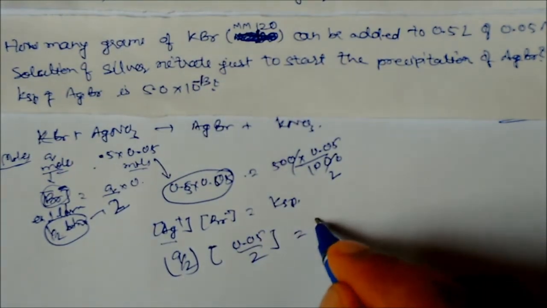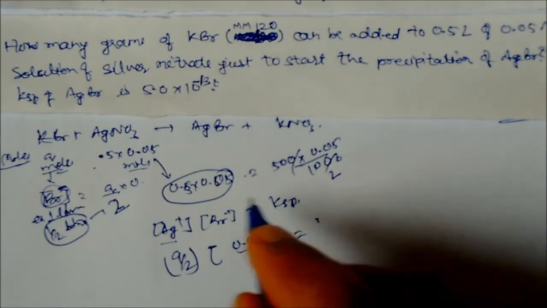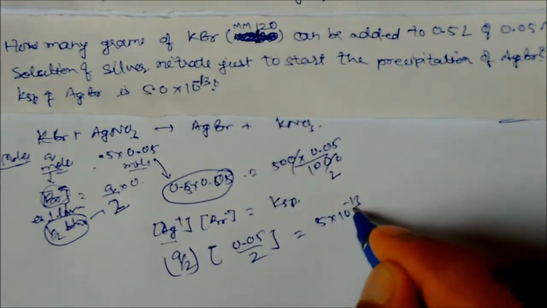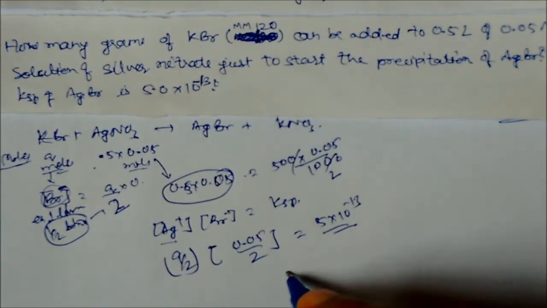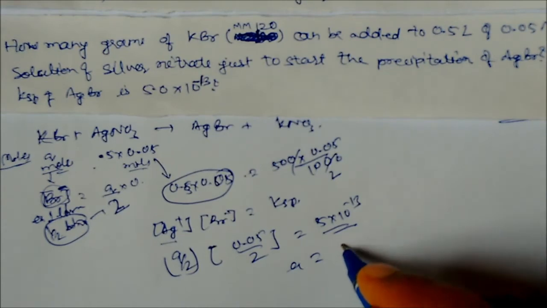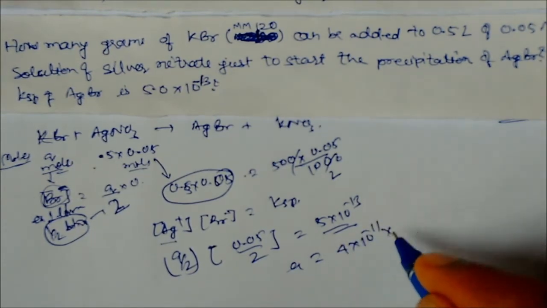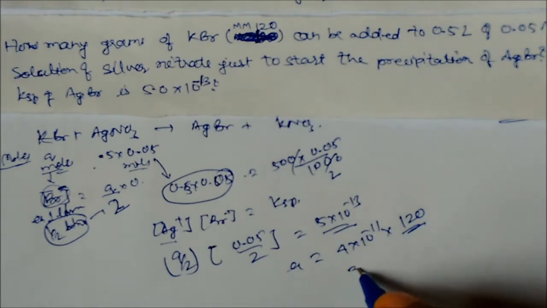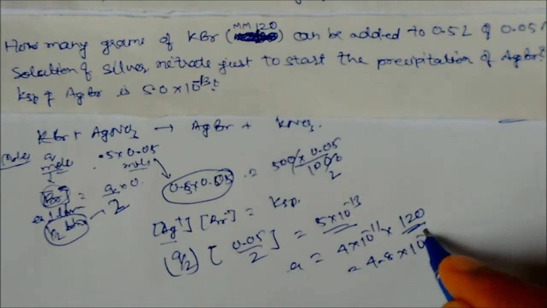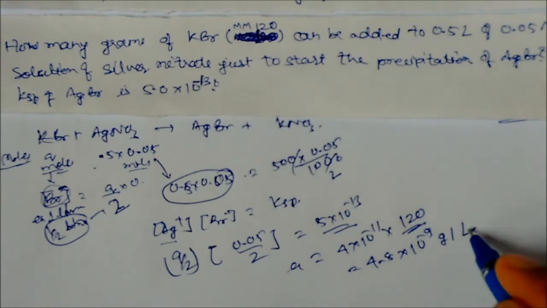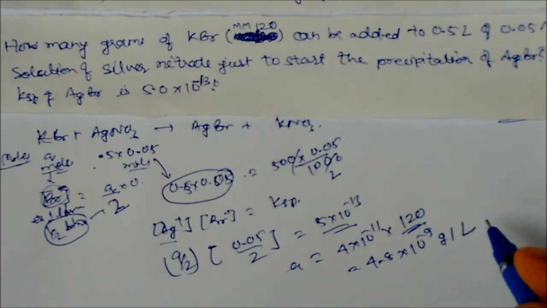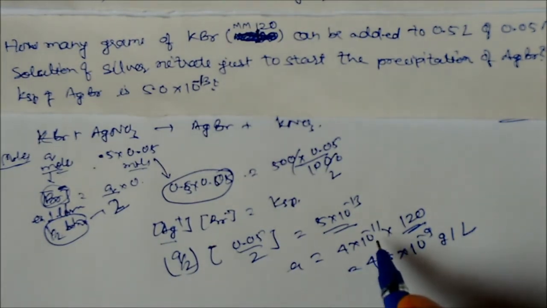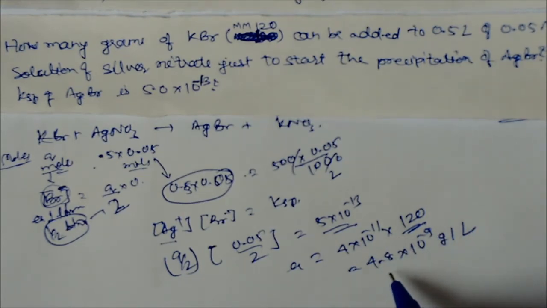And KSP we know is 5 into 10 to the power minus 13. So A will be equal to 4 into 10 to the power minus 11, and 120 is the molar mass, so 4 into 10 to the power minus 11 into 120 gives 4.8 into 10 to the power minus 9 gram per liter. So this is your answer.